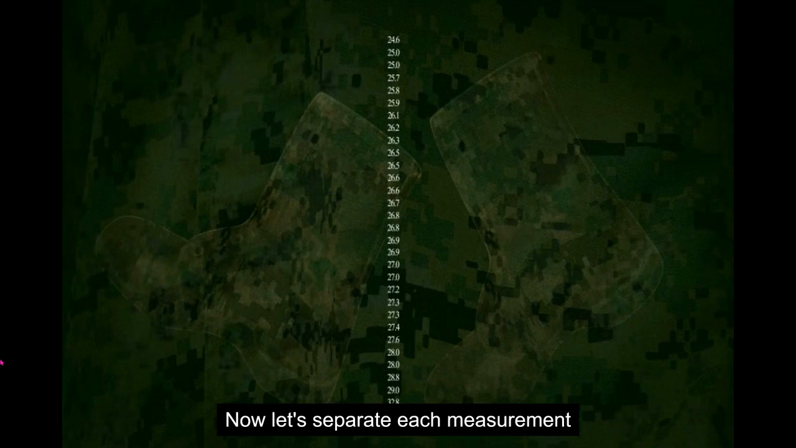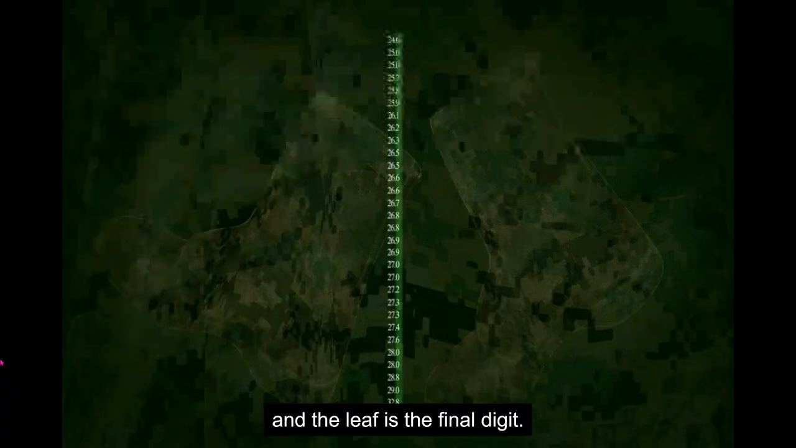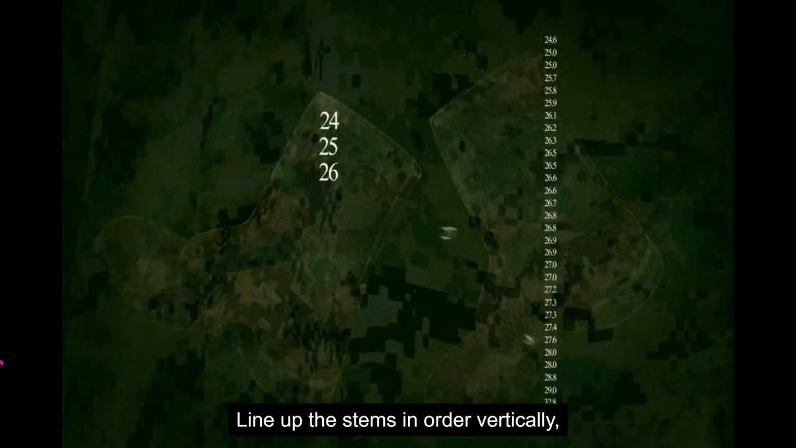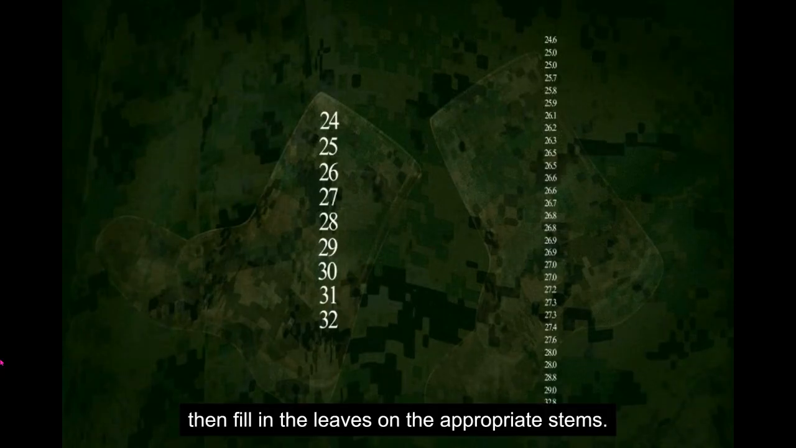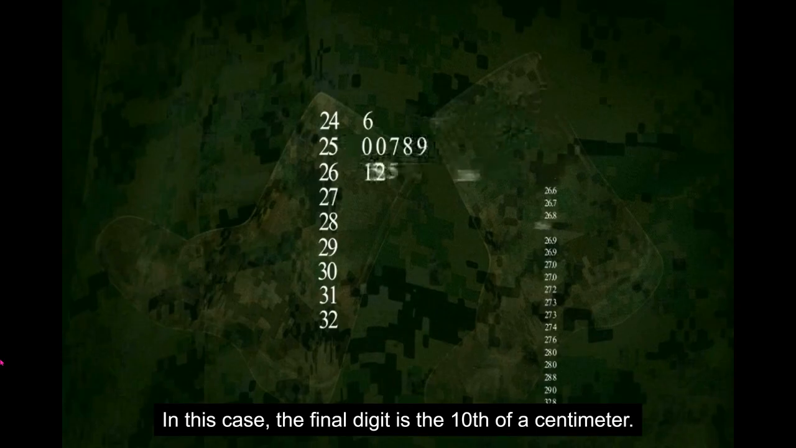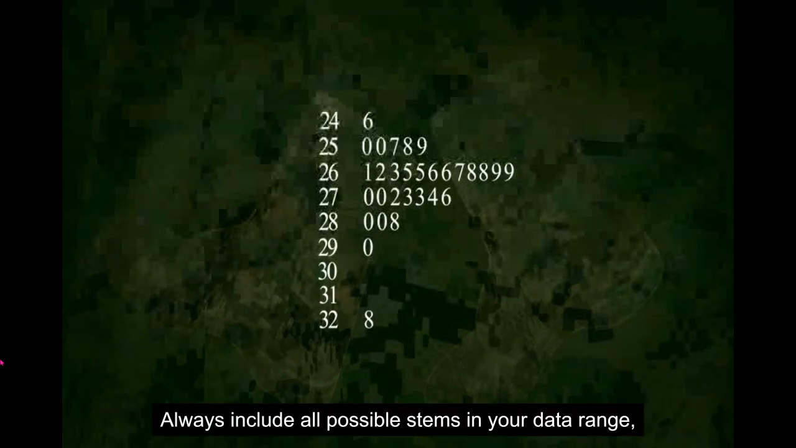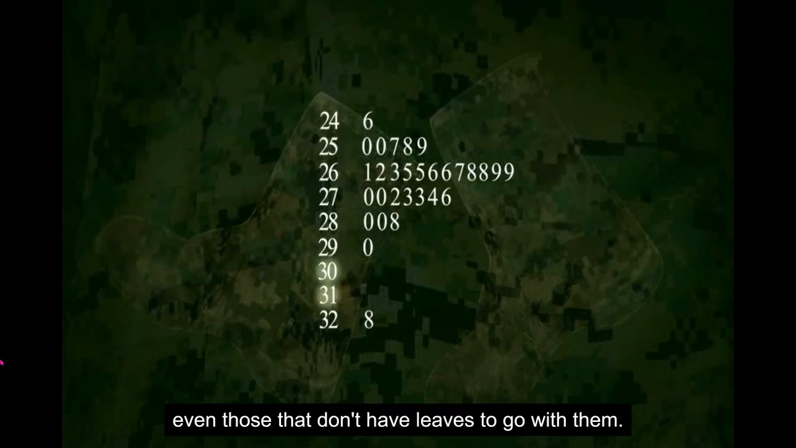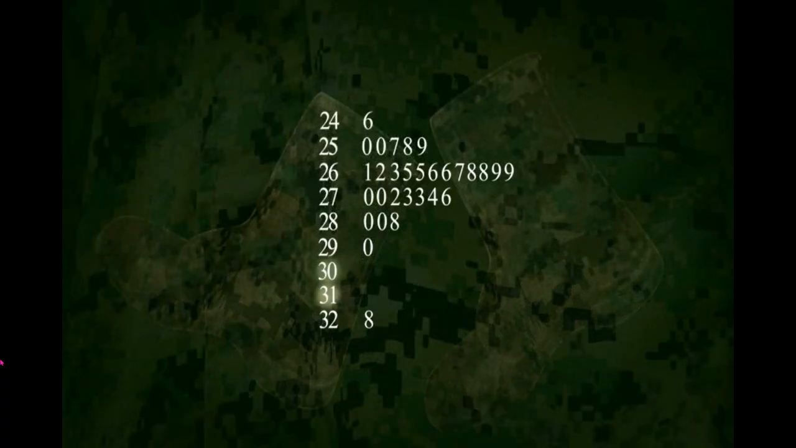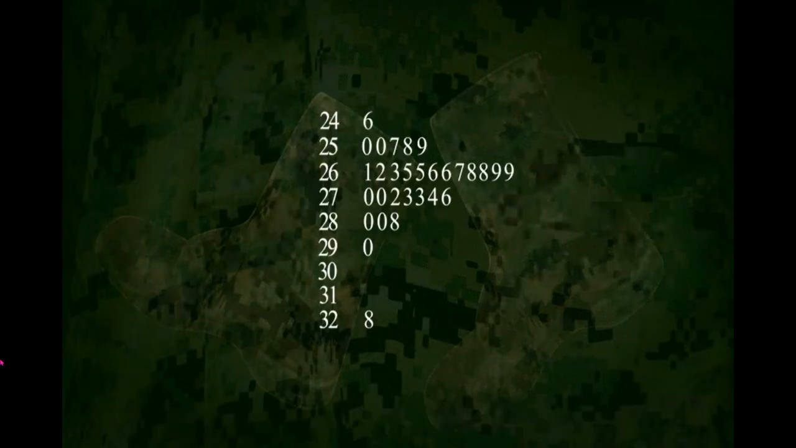Now, let's separate each measurement into a stem and a leaf. The stem is the first digits, and the leaf is the final digit. Line up the stems in order vertically. Then fill in the leaves on the appropriate stems. In this case, the final digit is the tenths of a centimeter. Always include all possible stems in your data range, even those that don't have leaves to go with them. The final step is to organize the leaves in numerical order.